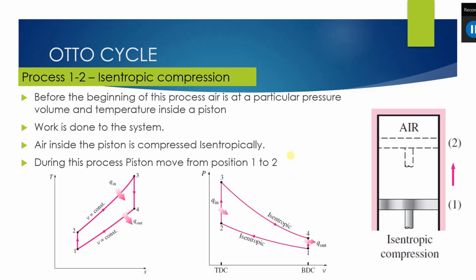This process is shown in the PV diagram and the TS diagram in the figure. In the TS diagram, the temperature rises from T1 to T2, but the entropy remains constant, because it shows as a straight line in the TS diagram. In the PV diagram, the pressure increases and the volume decreases from V1 to V2. This is shown as a curve 1 to 2 in the PV diagram.